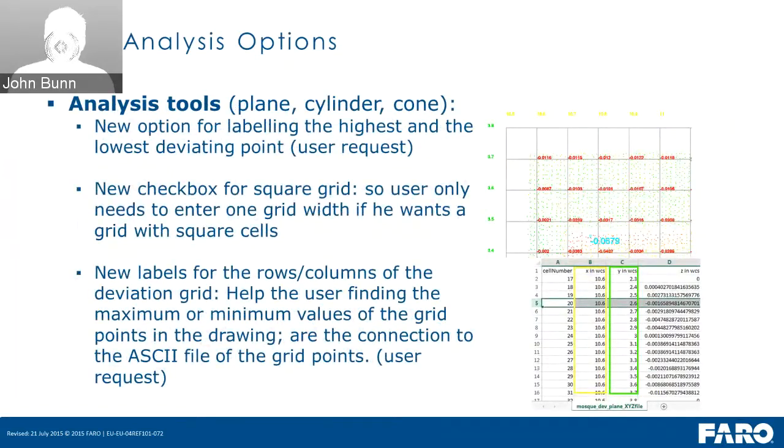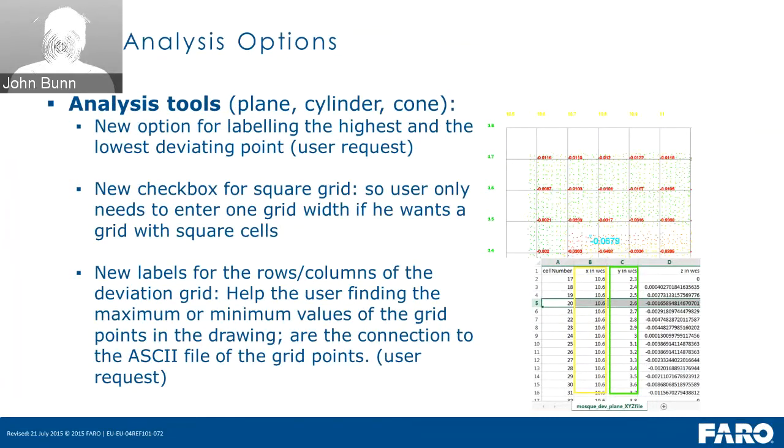The analysis tools for cylinder analysis, planar analysis as well. We've added a lot of features that make it easier to read or easier to work with. For example, on the planar analysis, you have a checkbox for square grid. Really what that means is instead of having to go in and say 5 feet and then go to the next value and say 5 feet again, you can put a checkbox in there, and then when you set one value, it sets them both. It's kind of like locking an aspect ratio. It's the exact same thing.